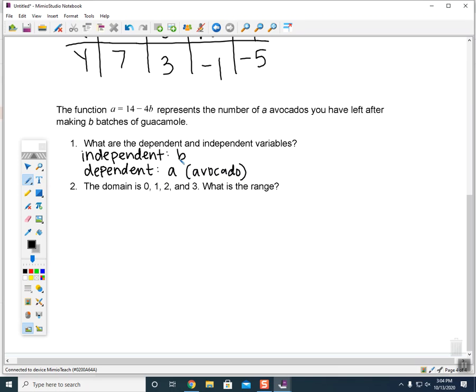So my dependent variable is A, my avocados, and B is my independent variable, my batches. Then I'm looking at, if my domain is 0, 1, 2, and 3, what's my range? When b is 0, a is 14. When b is 1, a is 14 minus 4, which is 10. I'm decreasing by 4 every time. So when b is 2, it's going to be 6. My last one will be 2. All right, that is going to be all for today.